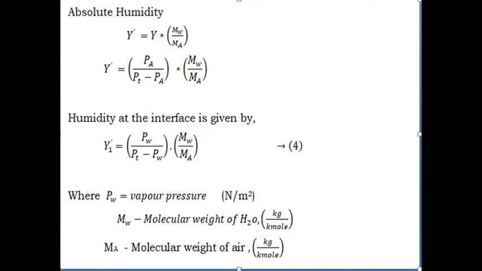Where Y1 dash is the absolute humidity at the interface. The subscript 1 refers to condition number 1, or point number 1. So Pw is the vapor pressure, Mw is the molecular weight of water in kg per kg mole, and Ma is the molecular weight of air in kg per kg mole or kilomole.